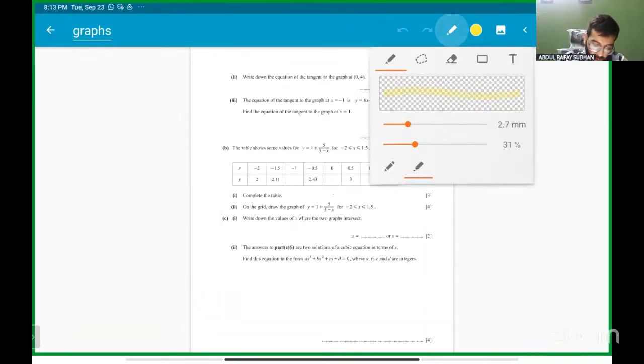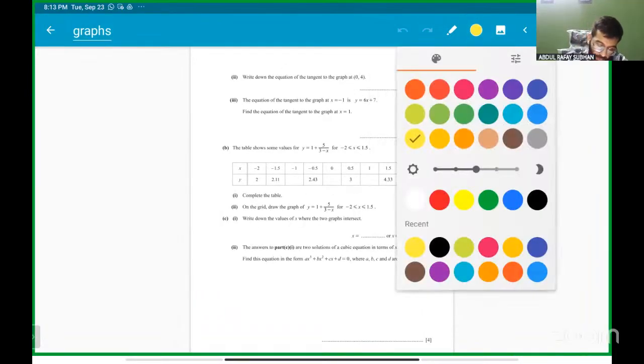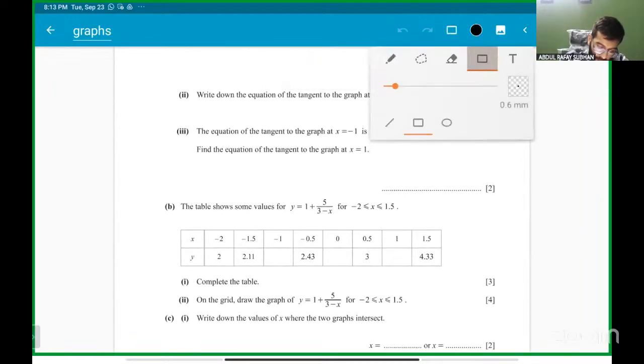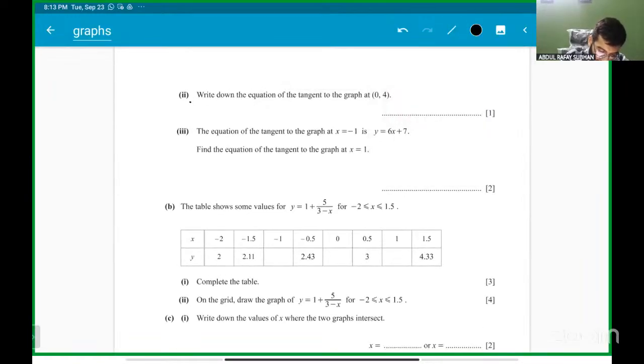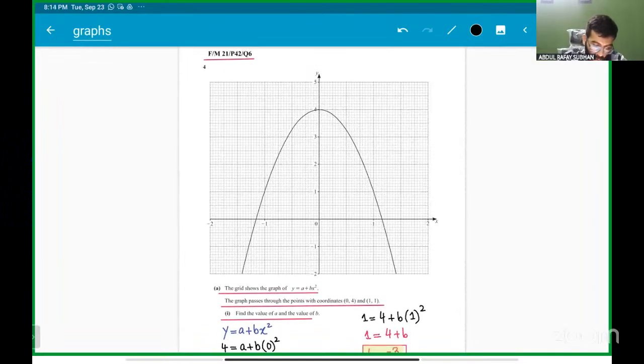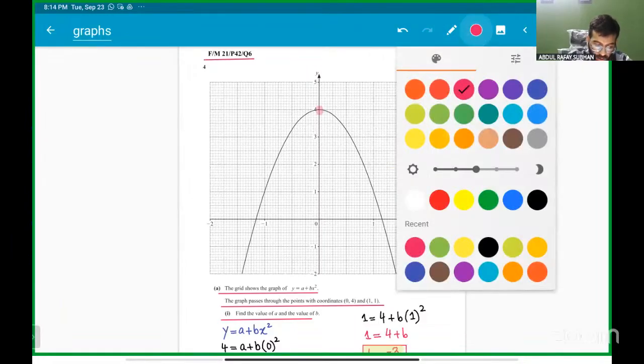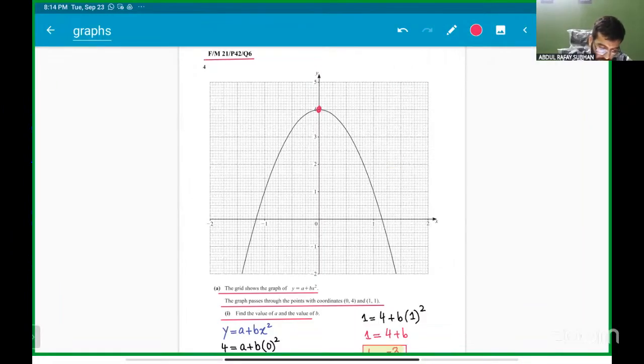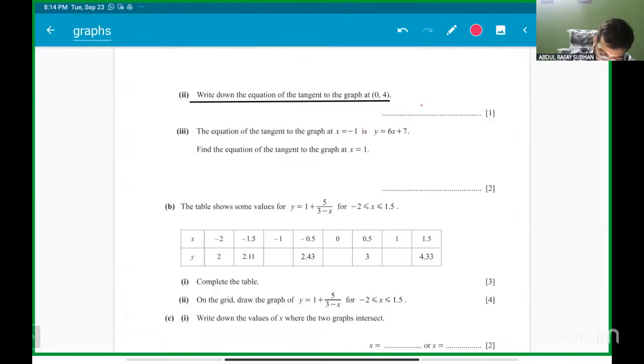The next one is that we have to write down the equation of the tangent to the graph at (0, 4). So we go to (0, 4), and (0, 4) is this coordinate, as everyone can see, students. You have to write down the equation of the tangent. The tangent will be just touching the graph, and the answer will be y equals 4. That will be the equation of the tangent.